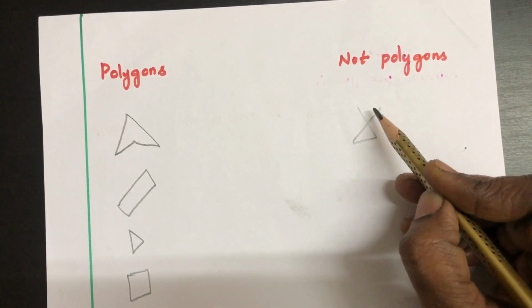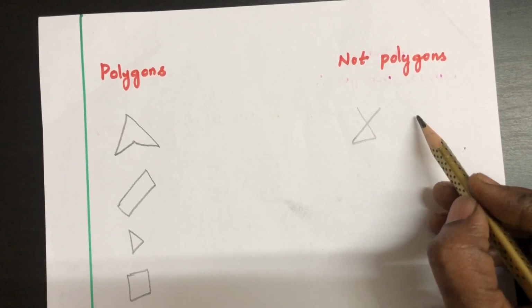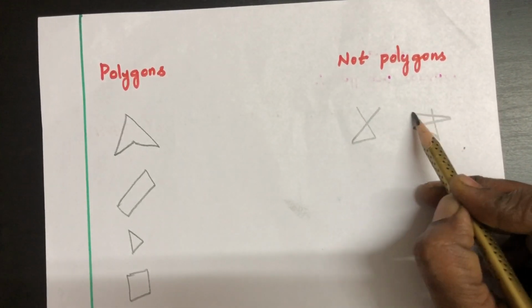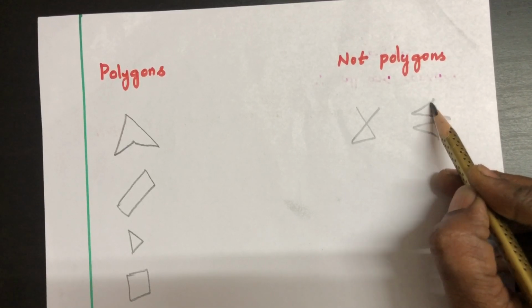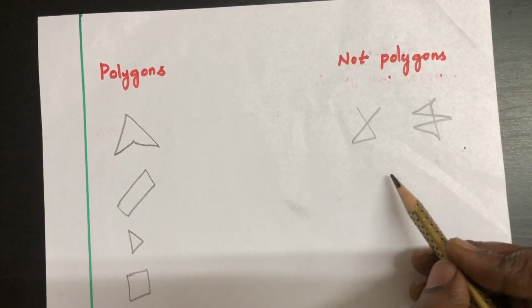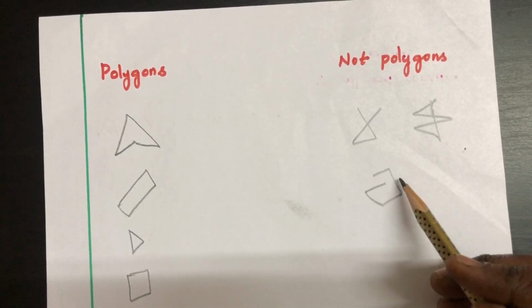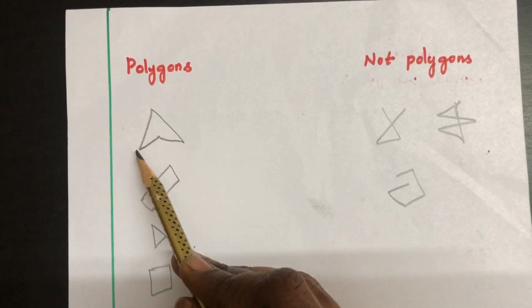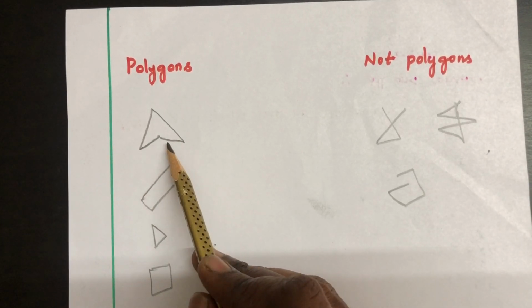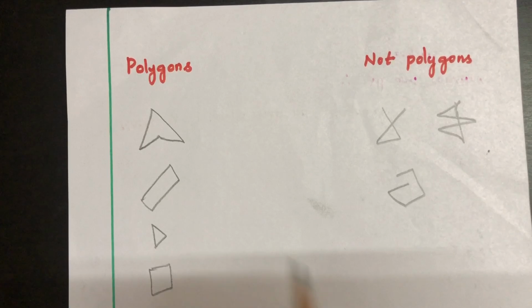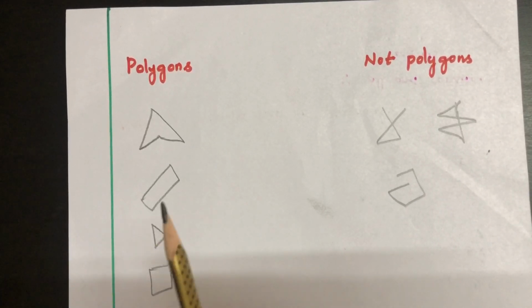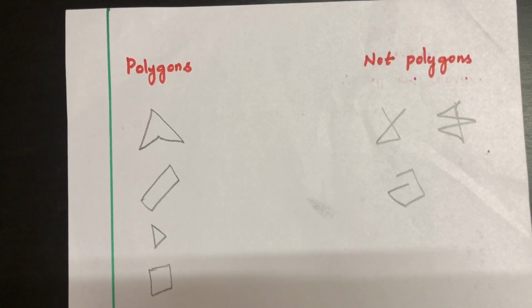If it is like this, it is open, so it is not a polygon. Also, if it is like this, this is also not a polygon. This is open, so this is not a polygon. Polygon means a closed curve made up of only line segments. Also, there should not be any intersecting lines. That is called a polygon. Have a clear concept about polygons.